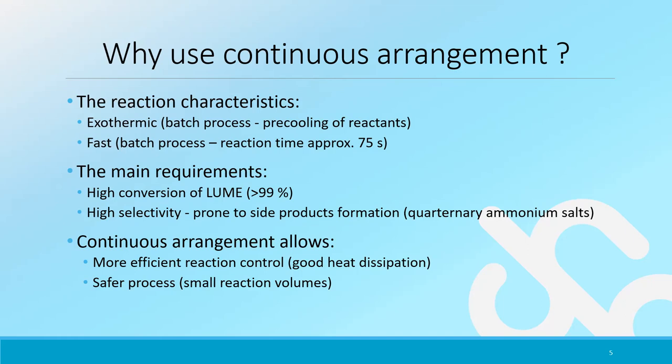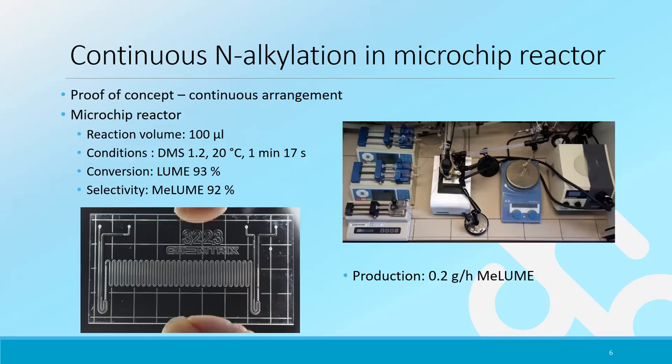So we use continuous arrangement, and this continuous mode allows more efficient reaction control and a safer process because we use small volumes. Our first apparatus was with a microchip reactor. You can see it here in this picture, and here is our apparatus. With this apparatus, we tried to verify the feasibility of the reaction in continuous arrangement, and this is the best result in this microchip reactor. Conversion was only 93% and selectivity 93%.